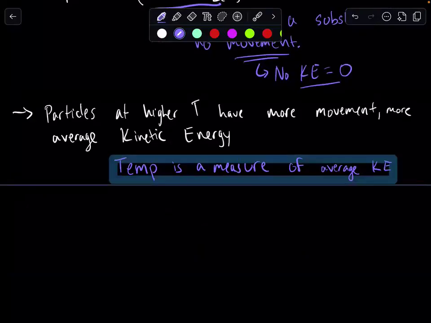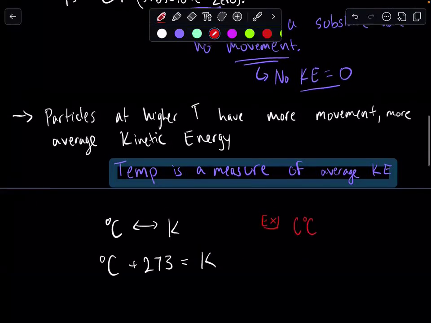So one final thing that we have to know is how do we go from degrees Celsius to Kelvin or Kelvin to degrees Celsius? It's quite simple. You take your degrees Celsius, you add the number 273, and you get Kelvin. So if we do some quick examples, what temperature does water freeze at? Well, that's 0 degrees Celsius, which would be 273 Kelvin.